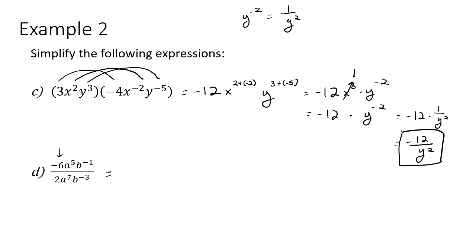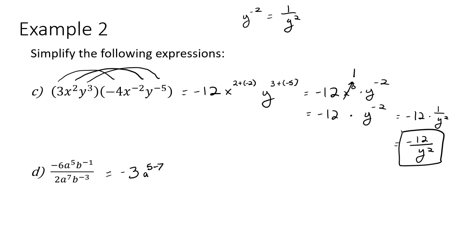So for the numbers, we've got negative 6 divided by 2, which would just divide to give us a negative 3. For the a's, we've got a to the 5th divided by a to the 7th. This is division this time. So we're going to subtract exponents. In other words, that would just leave us with 2 a's left over in the denominator, but I'll touch on that more in just a second.